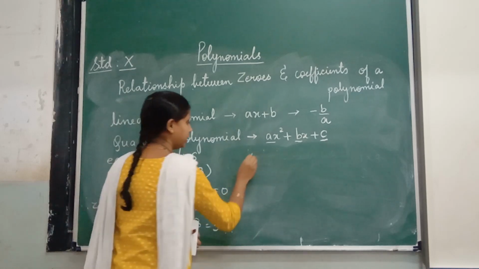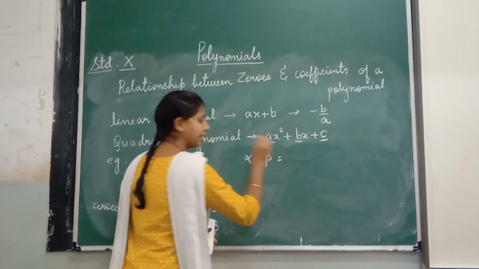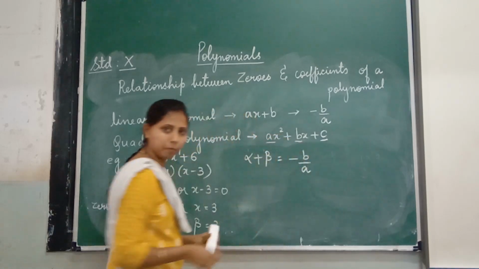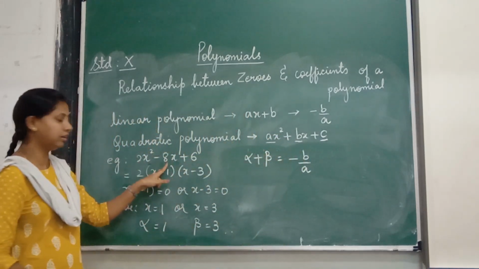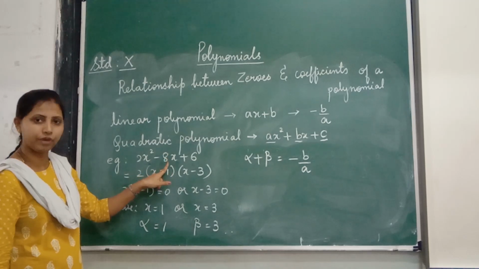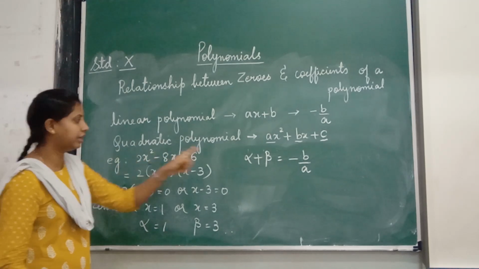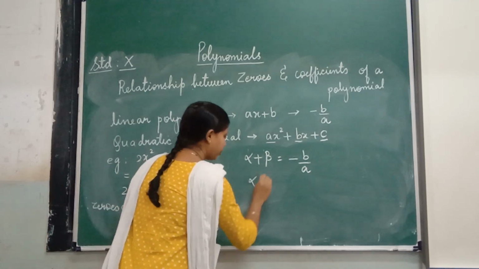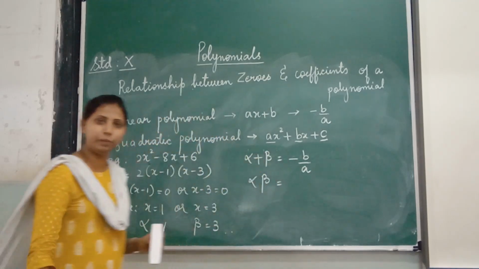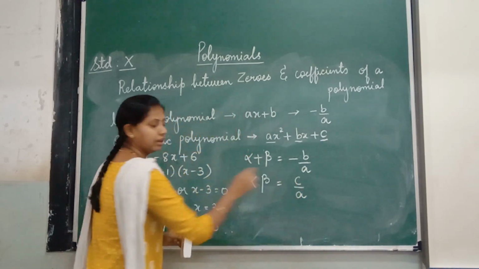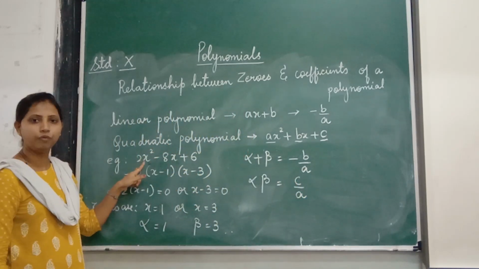zeros and its coefficients is: alpha plus beta, that is the sum of the zeros, you can get by minus b by a. Minus b by a is nothing but the negative coefficient of x divided by the coefficient of x square. That will give you alpha plus beta, and the product of zeros, that is alpha into beta, you will get by dividing the constant by the coefficient of x square.